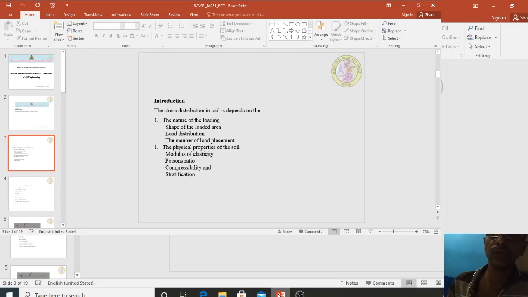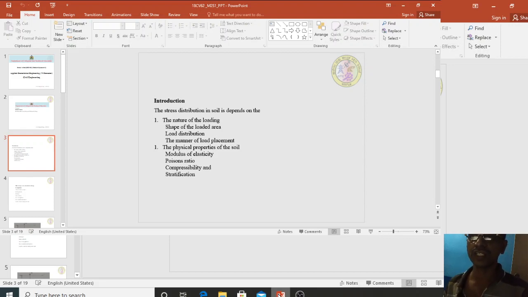Next is load distribution. Whether the load is a uniformly distributed load, a uniformly varying load, or a point load, whether the load is combined with a couple or mixed with a moment, these load distribution combinations play a vital role in assessing the stress distribution in the soil.